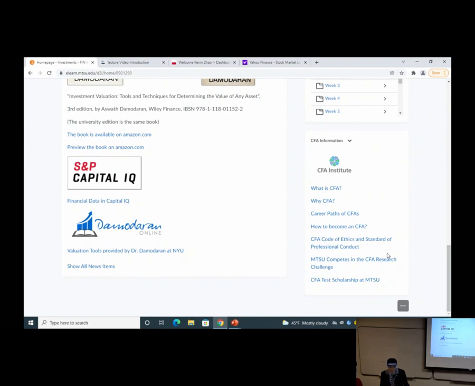it's a 3-level test. You take the first level first. If you pass it, then you move to the second level. Typically 1 level for each year, so most people spend 3 years to pass the 3 exams. And then they need to have, I think, 3 years of relevant working experience and a recommendation from charter holders to get the charter. And each exam lasts about 8 hours.